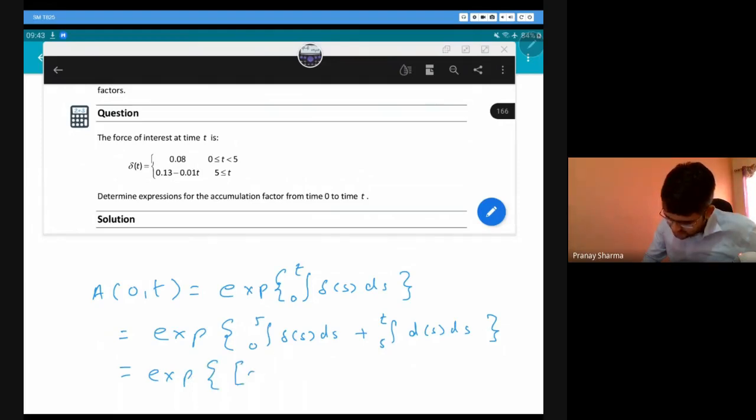So this I will get 0.08 s from 0 to 5. And for this time 5 to t, we have this. Again I will integrate it. I will get 0.13 s minus 0.01 s square by 2, and we are going from 5 to t.